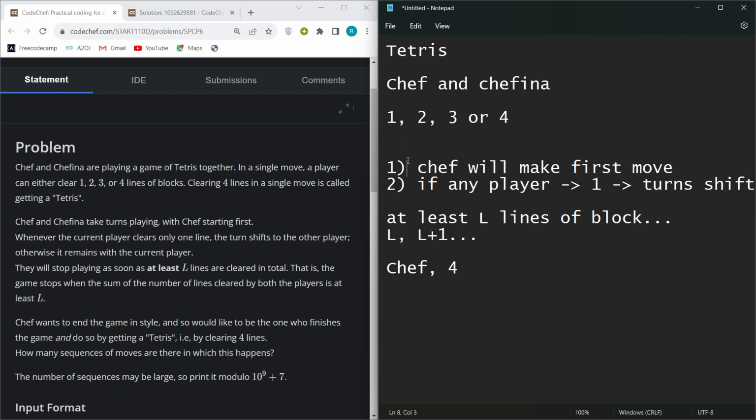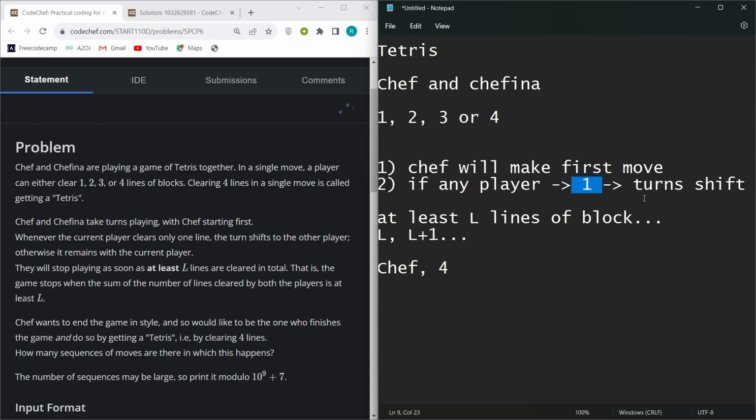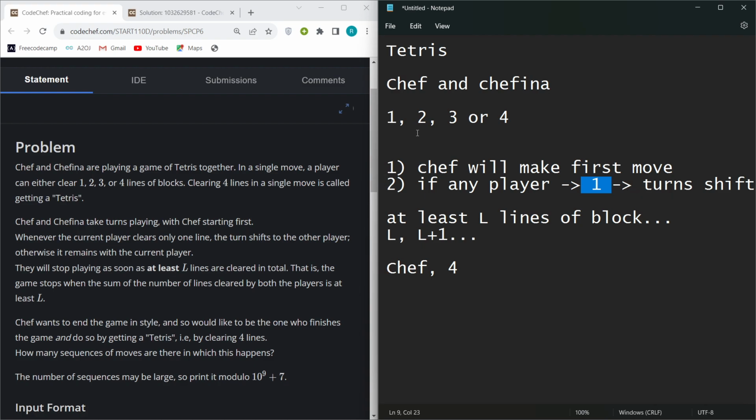And how will the game move? The game starts with Chef making the first move, and if any player decides to clear only one line of blocks, then the turns will shift. So if Chef decides to clear one line of blocks, then the next turn will be of Chefina. If Chefina decides to clear one line of blocks, then the next turn will be of Chef. And this restriction is only for this one move.